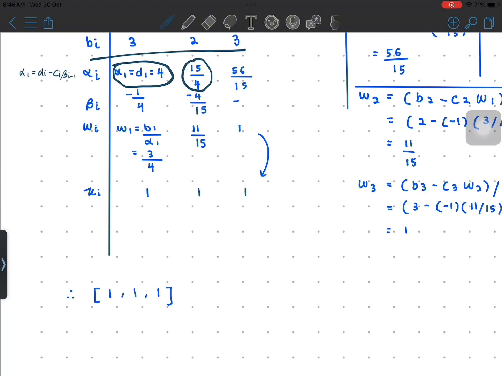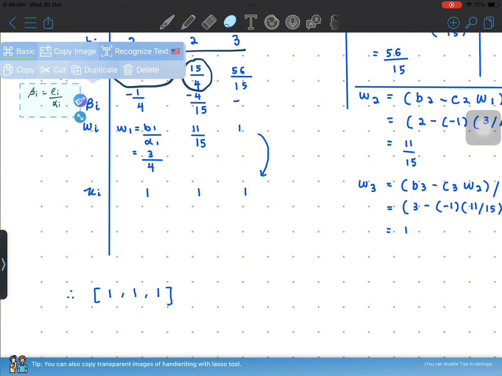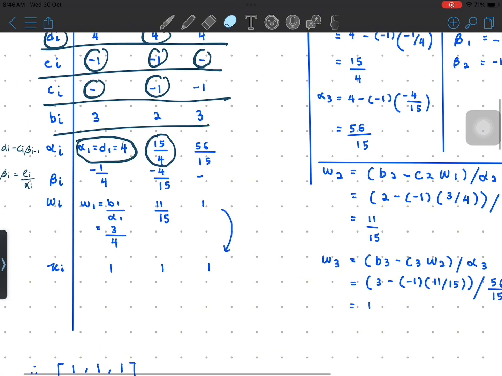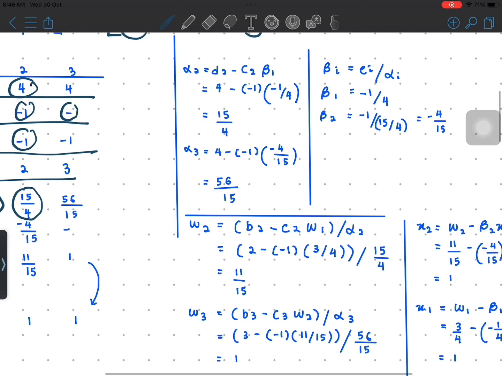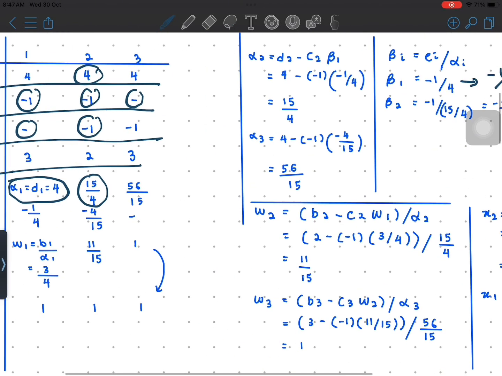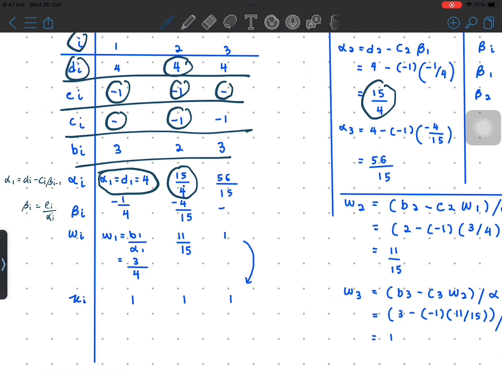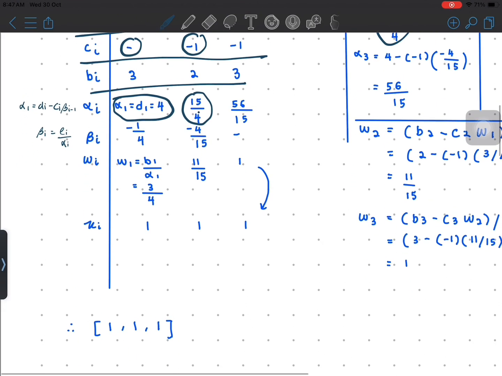The formula of beta is beta i equals Ei over alpha i. As we want to use the value of beta 1, we find it using the value of alpha 1 that we have previously, which is 4. So from here, we get beta 1 as -1 over 4. We put the value inside the formula, -1 over 4, and we get 15 over 4. So we put 15 over 4 here. The same goes for alpha 2. We will use the latest information of each component.